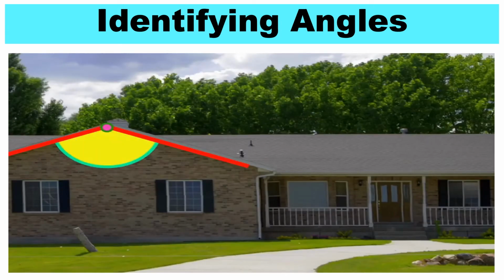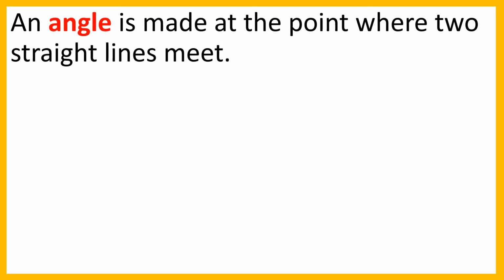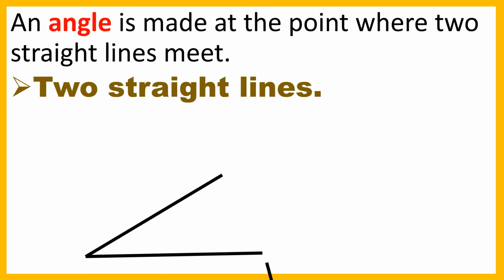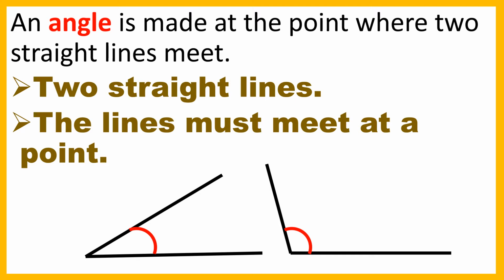In this chapter, we will learn about angles, which is a measure of the amount of turning between two straight lines that meet at a point. What is an angle? When two straight lines meet at a point, an angle is formed. But remember, there are two important conditions when forming an angle. First, there must be two straight lines, and second, the lines must meet at a point, which is also known as a vertex. Let's look at some examples.